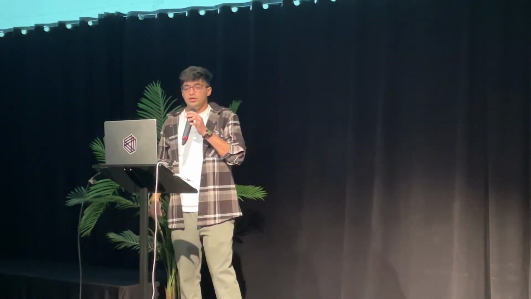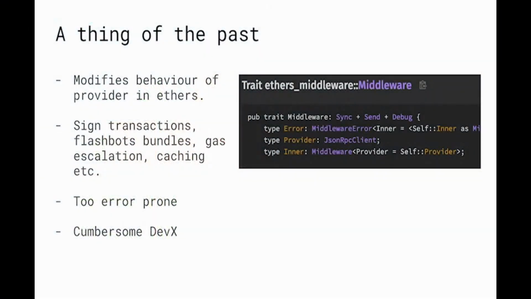So Ethers middleware, it's a thing of the past. It used to help you modify behavior of the provider and your transport. Every time you wanted to sign a transaction and send it to the network, you'd write an Ethers middleware. Every time you want to send a Flashbots bundle, write Ethers middleware. Caching, gas escalation, you name it, you need to write Ethers middleware. This approach was great at the time, but it's also too error prone, and it has cumbersome DevX, and it needed a rethink.